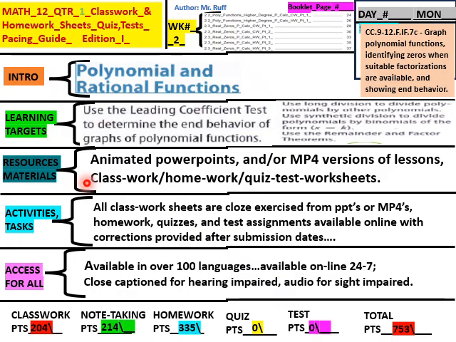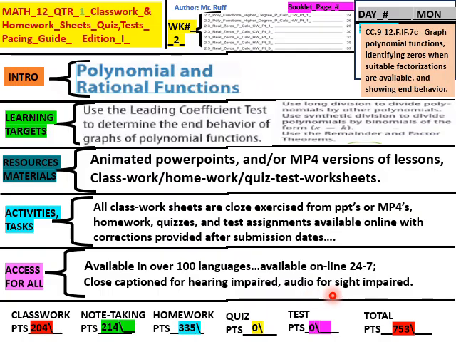And then resources, materials, are animated PowerPoints and video versions of all lessons, classwork, homework, quiz, test, worksheets. And that includes solution videos as well, and PowerPoints. Activities and tasks: all class worksheets are closed exercise from PowerPoints or MP4s. Homework, quizzes, test assignments available online with corrections provided after submission dates. And then access for all. Available in over 100 languages. Available online 24/7. Closed captioned for hearing impaired.